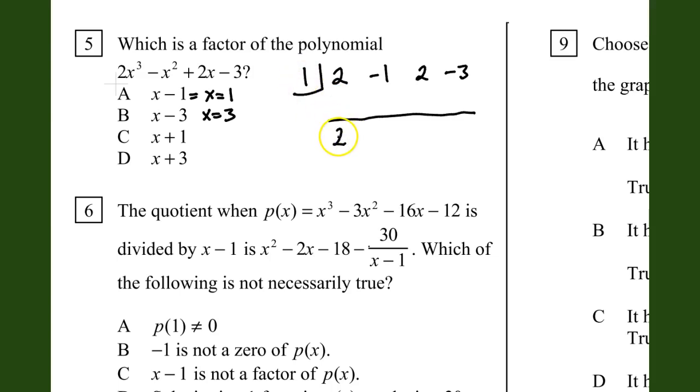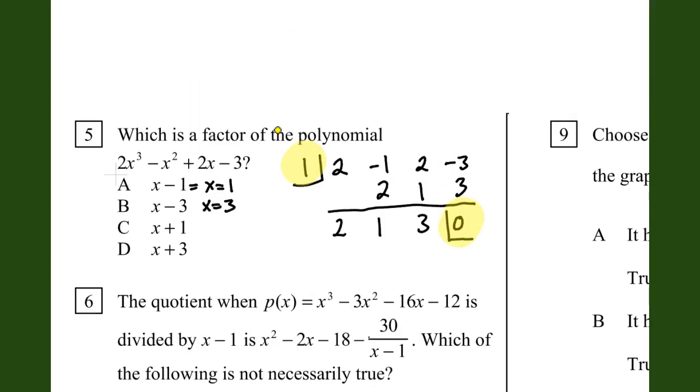So 2 times 1 would be 2. -1 plus 2 is 1. 1 times 1 is 1. 2 plus 1 is 3. And 1 times 3 is 3. And 3 plus -3 is 0. So we got lucky. The first one we tried actually works. So we get a remainder of 0, so that's how I know that yes, 1 is a factor.